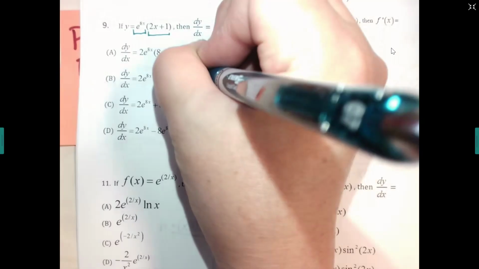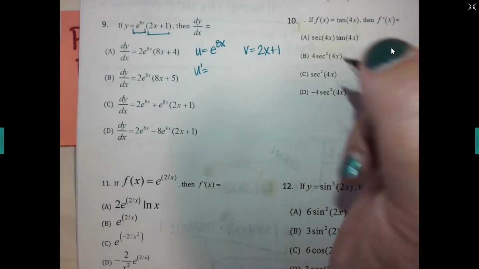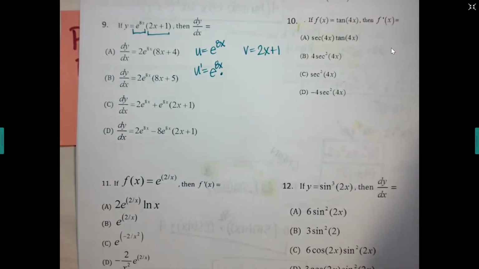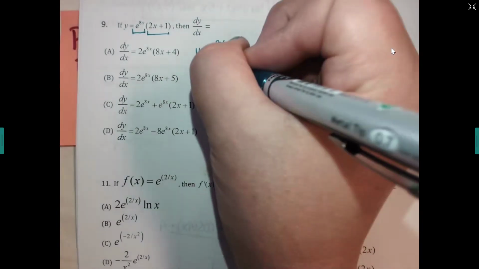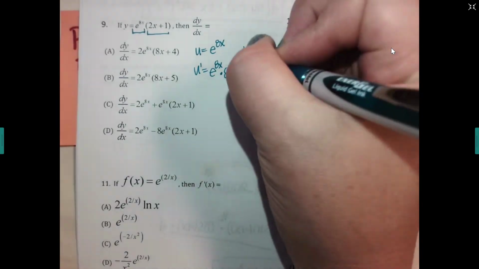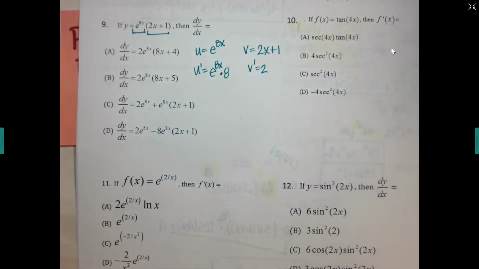Now, for the derivative of e, you're going to need a little baby chain rule inside that because it's not just e to the x, it's e to the 8x. What's the derivative of e to the 8x? It would be e to the 8x again. But then when I get to the 8x layer, what's the derivative? Times 8. Very good. Okay, for your V prime, what's the derivative of 2x plus 1? Just a 2.